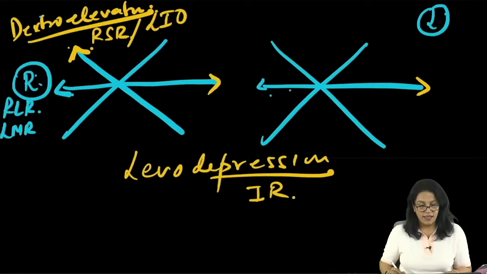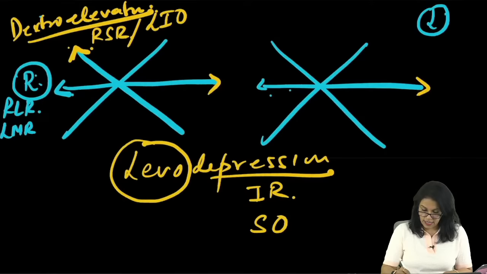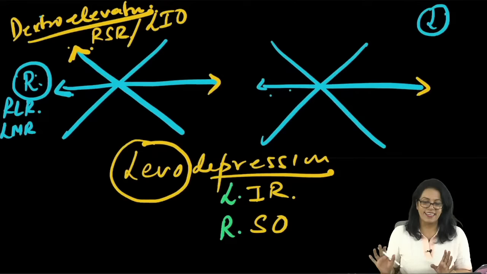Levo means left eye is outward. What will work in an outward deviated eye? Recti will work. So if the left eye is outward, it is left inferior rectus, right superior oblique. So this way you can answer the questions very easily. Yoke muscle is very, very important and asked.